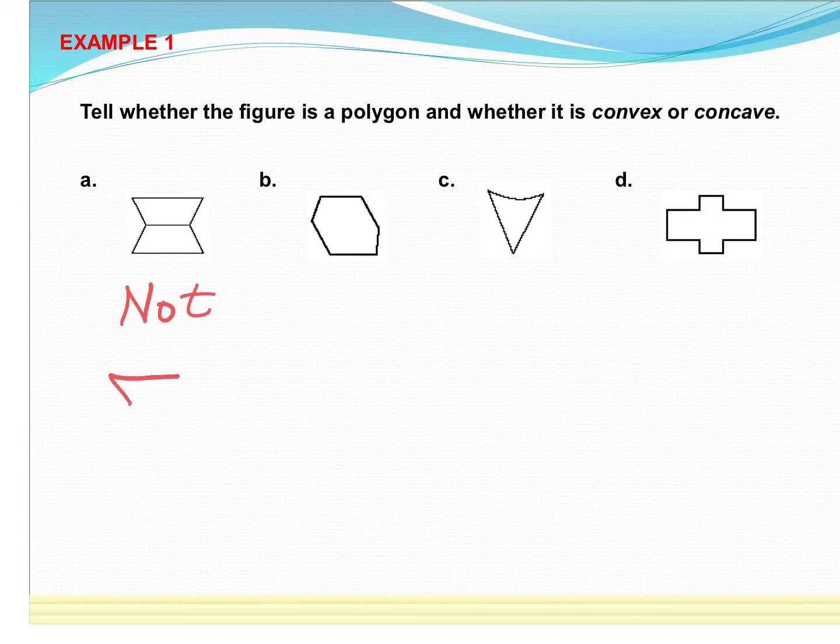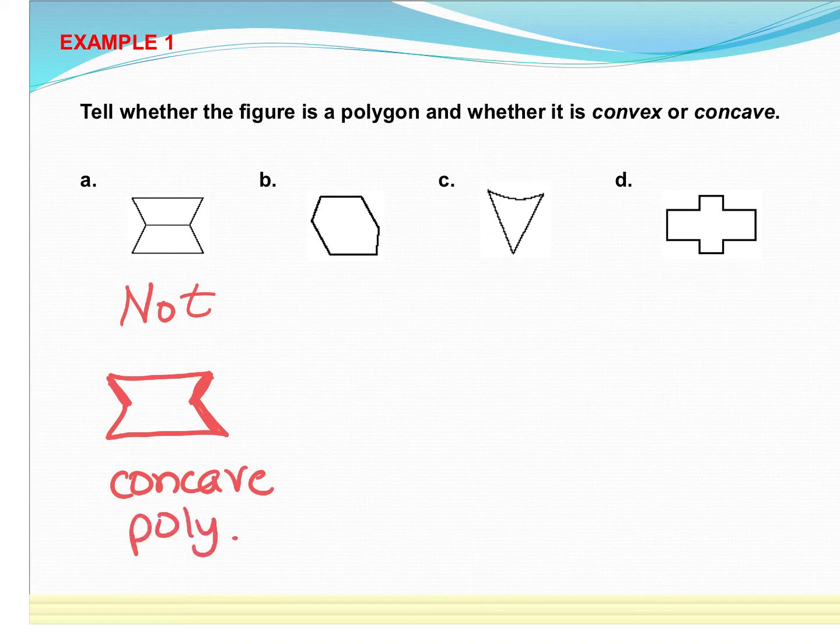Now, if I were to take out that line in the middle, then this would be a polygon. So if you picture it this way, this one would actually be a concave polygon. But this one is not.